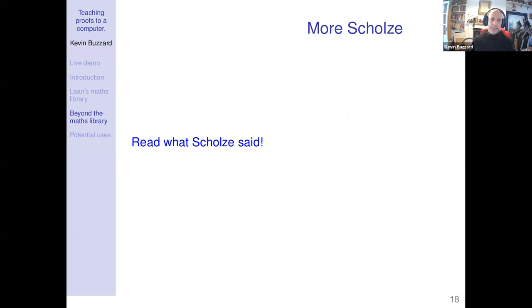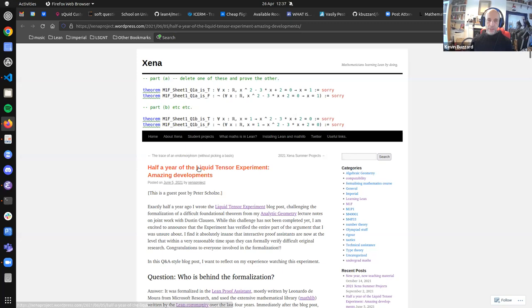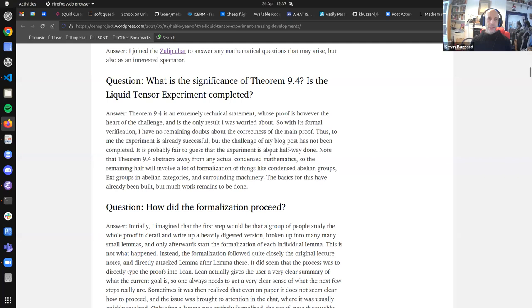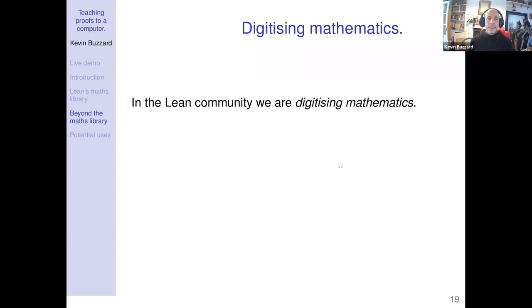And you can read, he wrote a blog post. If you Google for liquid tensor experiment, you can find this blog post. He wrote his thoughts about what we'd done. So this was a nice thing. And of course, then things started taking off. I had Nature on the phone and Quanta and things like this. But we're not finished yet. We still have to prove the theorem.